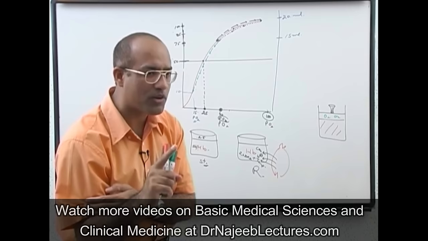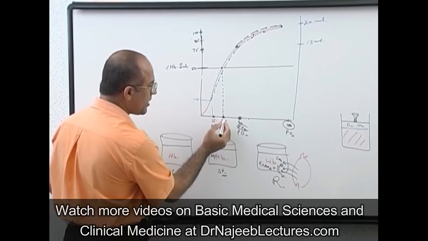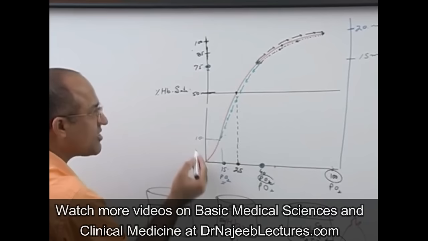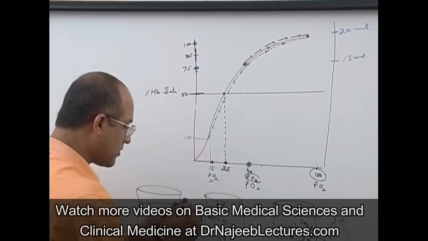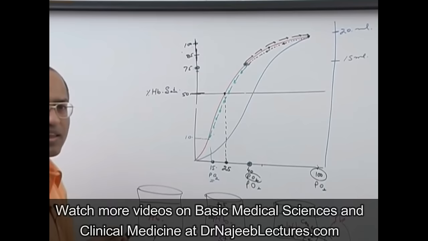Let's talk about pressure. Look. For every given pressure, these are the pressures. If hemoglobin has to be less saturated, the curve has to move downward and rightward. So the curve will be drawn like this. Let me explain exactly how.